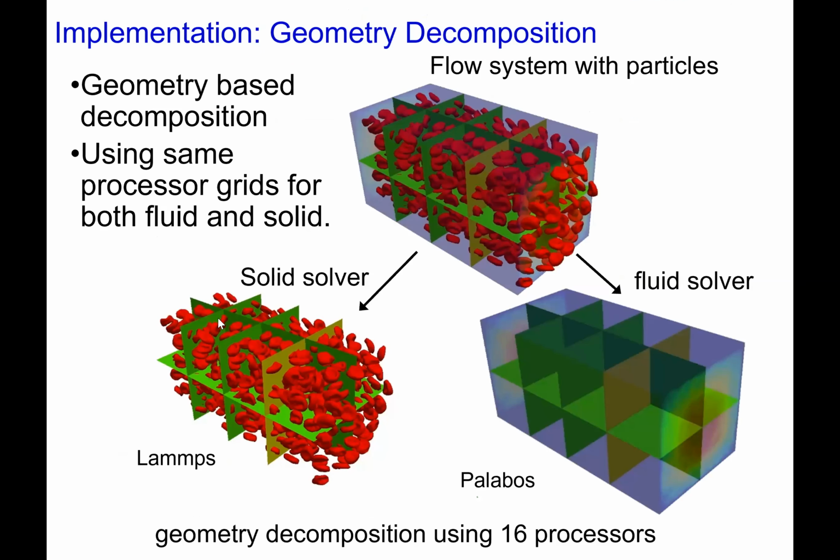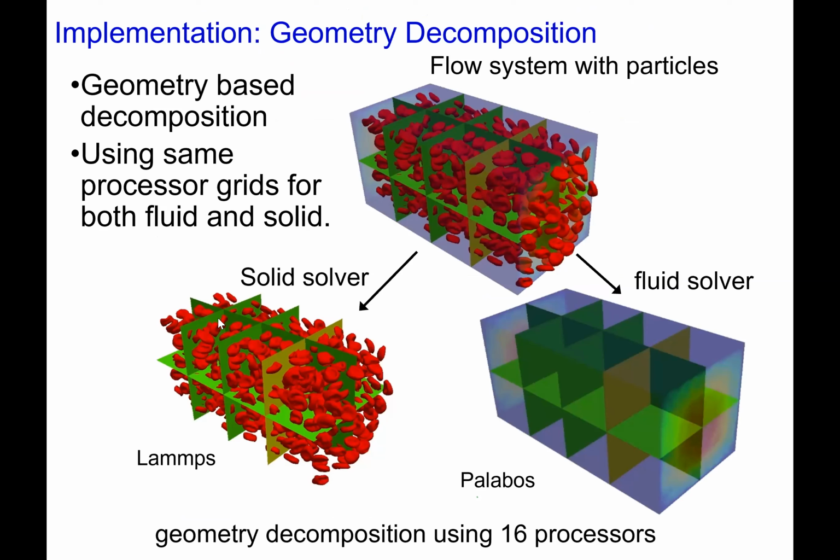And now comes the problem. How can we take advantage of parallel computing? Let's say this is the flow system with particles we already have. We simulate the blood flow in a microfluidic channel. This is the whole simulation domain. I want to take advantage of parallel computing. What we did is we use a geometry-based decomposition technique. That is, the whole simulation domain is divided into small chunks. Here shows an example. The whole simulation is divided into 16 small domains, 1, 2, 3, 4, and then 8 at the top and 8 at the bottom.